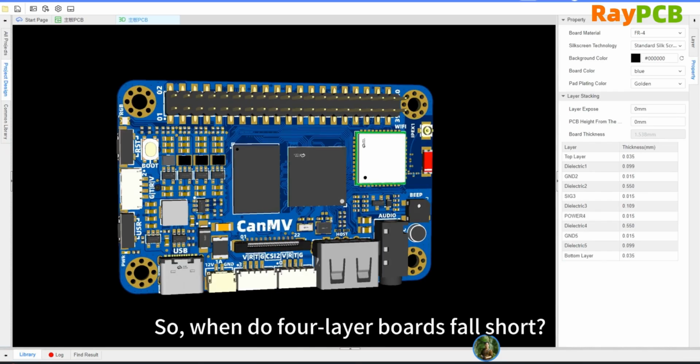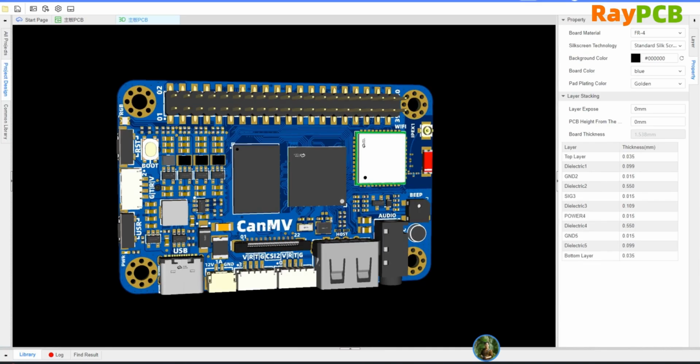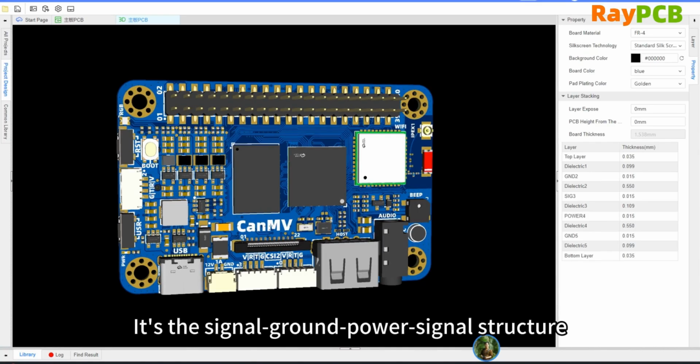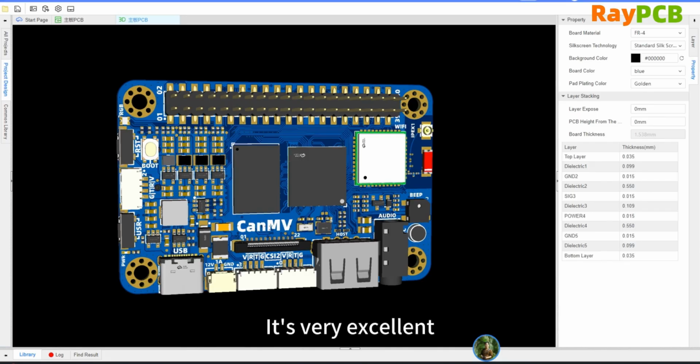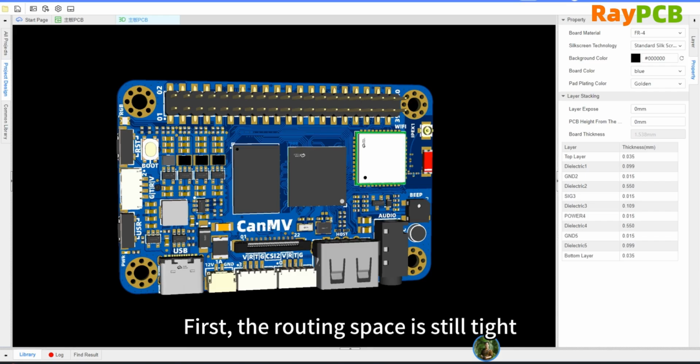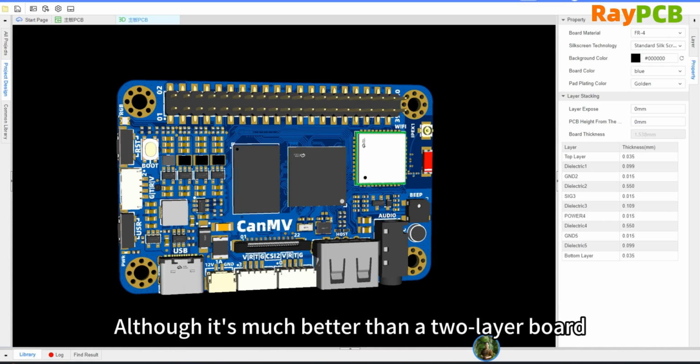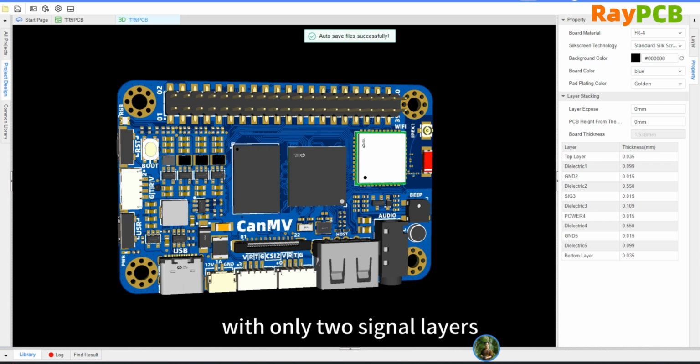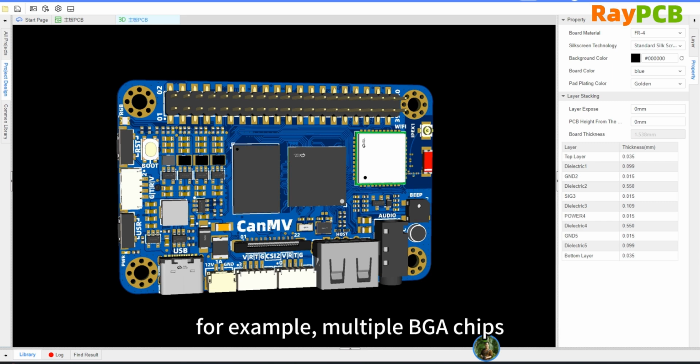So, in what situations does a 4-layer board start to fall short? Do you still remember the structure of a 4-layer board? It's signal, ground, power, signal. This kind of structure is excellent, but it still has its limitations. First of all, routing space is still tight. Although it's much better than a double-layer board, there are still only two signal layers, the top and bottom layers. When facing ultra-high density designs, such as multiple BGA chips and a large number of electronic components, routing can still be very difficult, sometimes making it impossible to complete all the necessary connections.